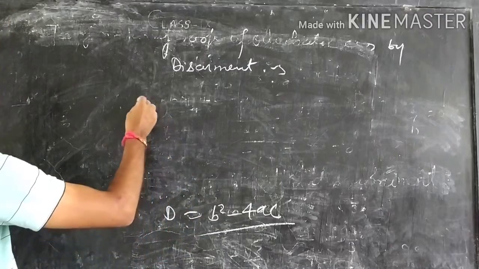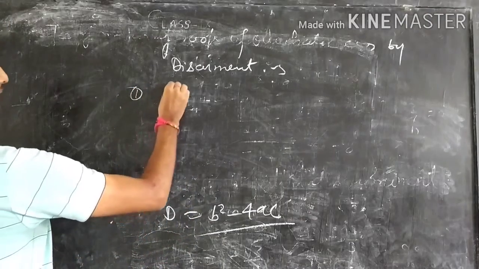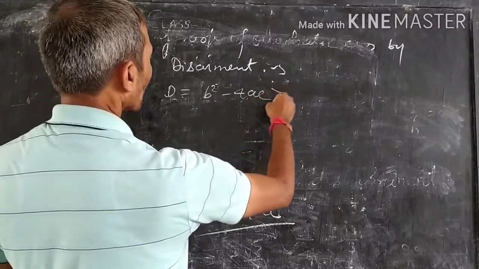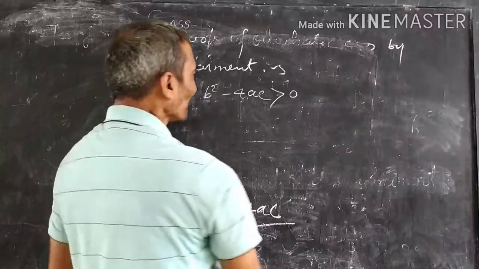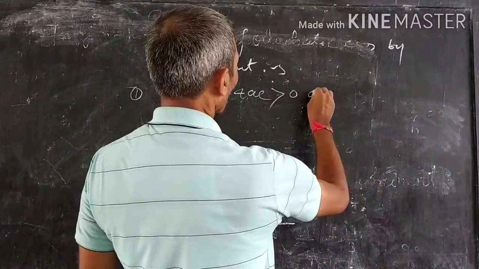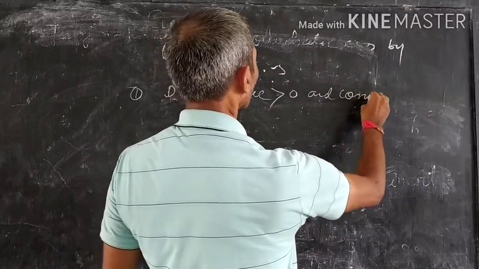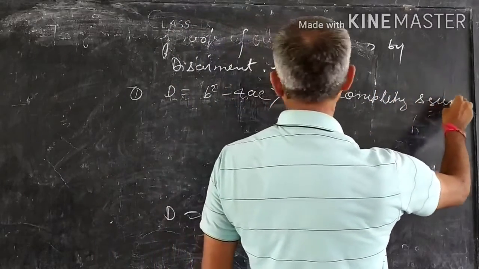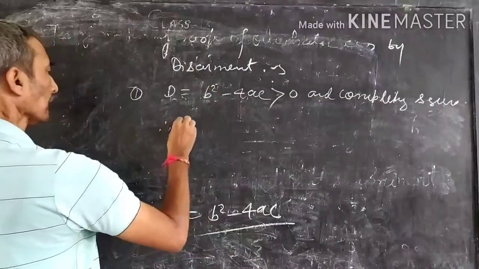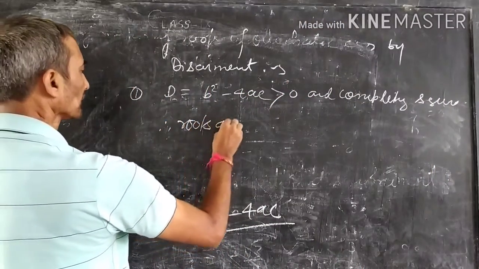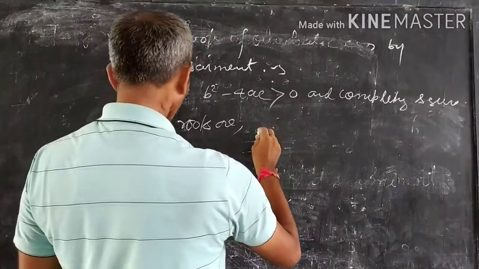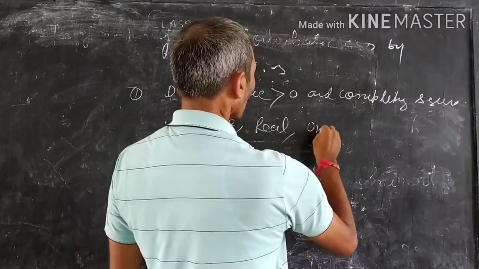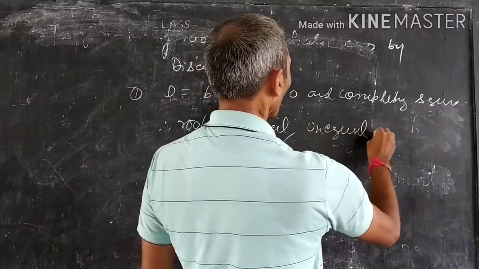The first condition is if D equal to b square minus 4ac is greater than 0 and not a complete square, then roots are real, unequal, and irrational.